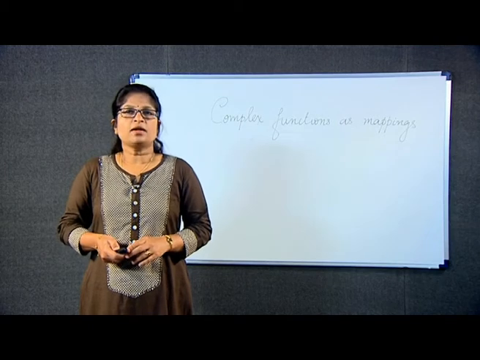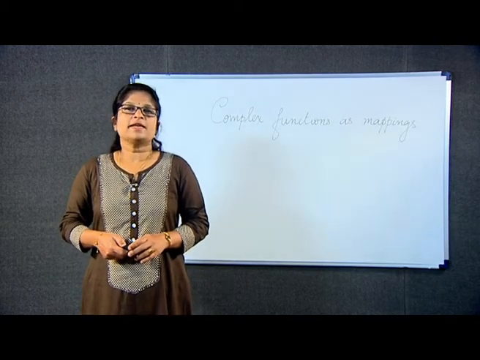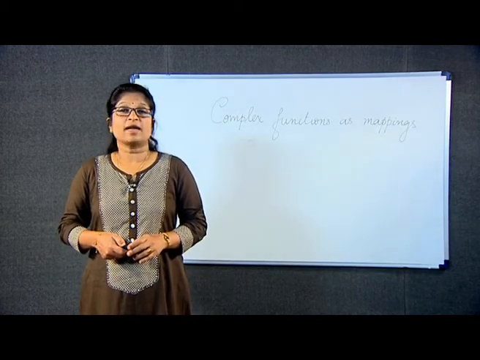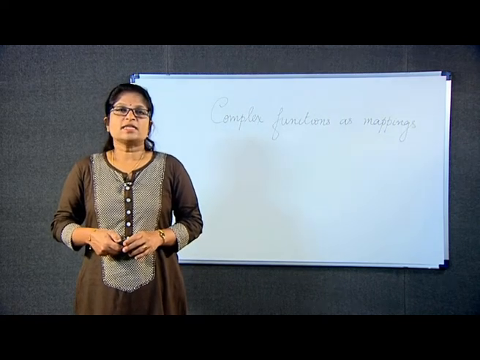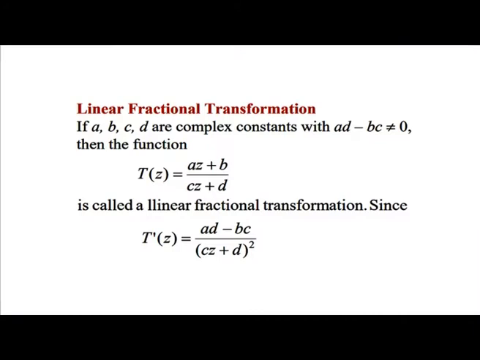So, an example for conformal mapping is linear fractional transformation or bilinear transformation. So, let us see what a linear fractional transformation is. Suppose a function t of z is az plus b by cz plus d. So, what are a, b, c, d here? They are nothing but the complex constants such that ad minus bc not equal to 0.